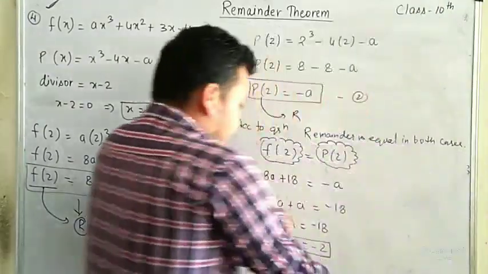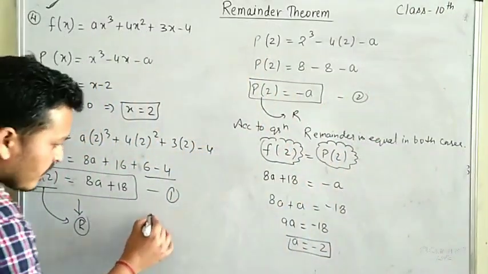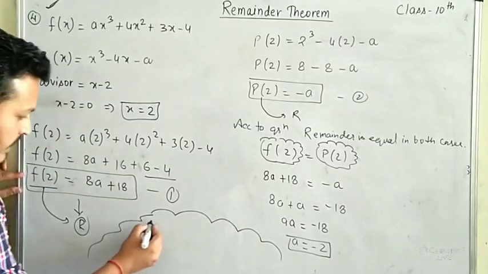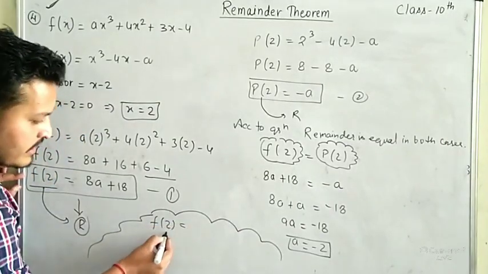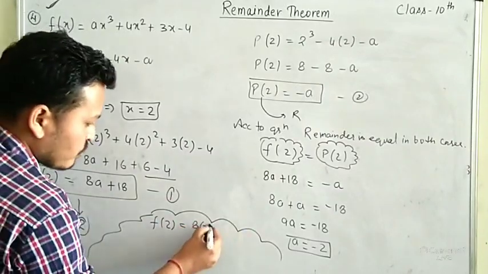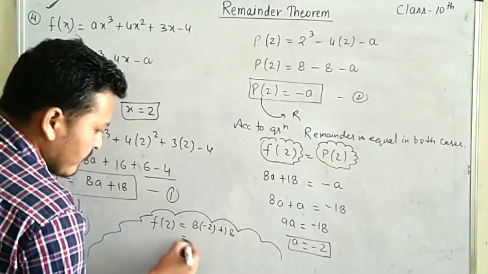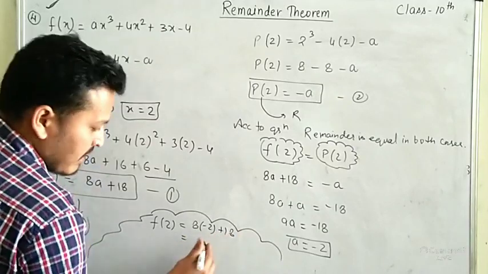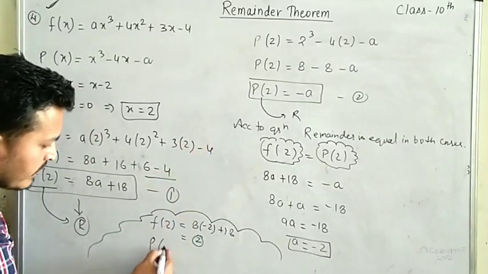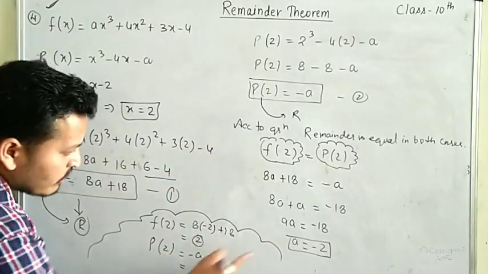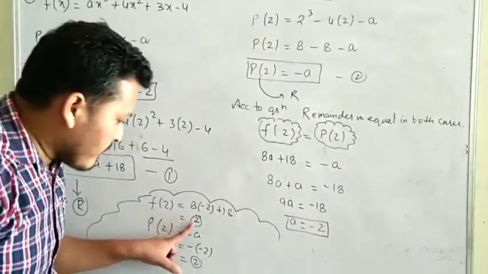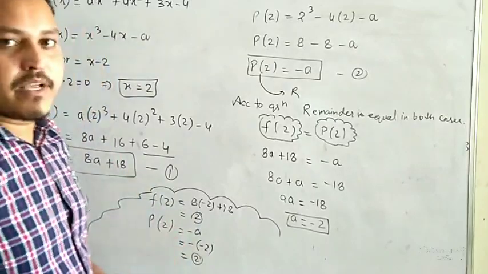And if you want to verify your answer, अगर आपको आंसर वेरीफाई करना है, then what is the remainder in the first case? The remainder in the first case is denoted by f2 and the value is 8a. What is a? a is minus 2. So 8 times minus 2 plus 18, that is minus 16 plus 18. So 2 is remaining. Now in the case of p2, it is equal to minus a, which is minus of minus 2, here also 2. It means the remainder is 2 in the first case and 2 in the second case.